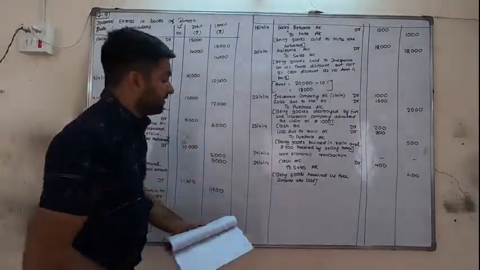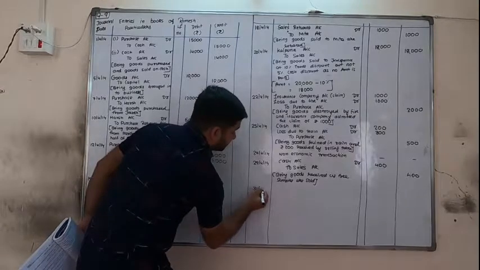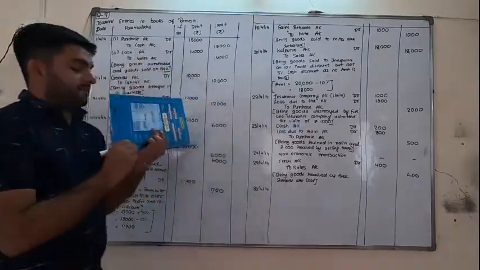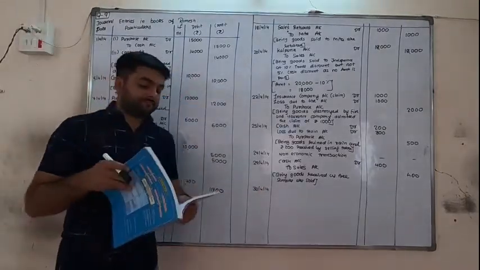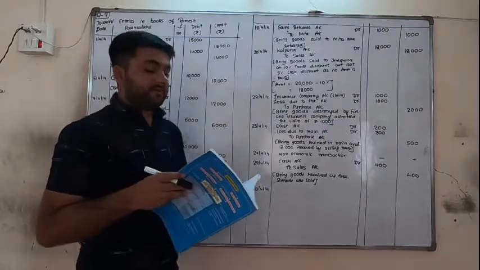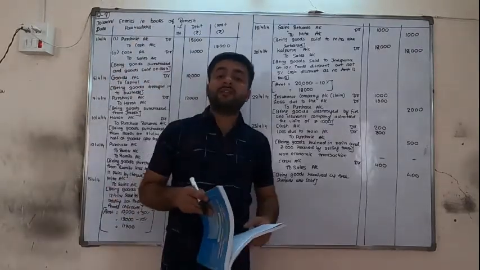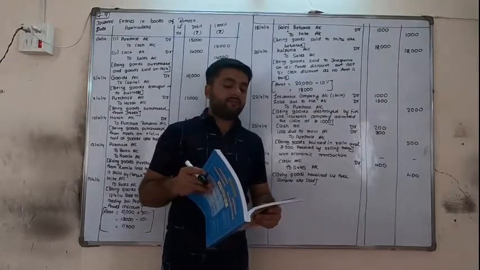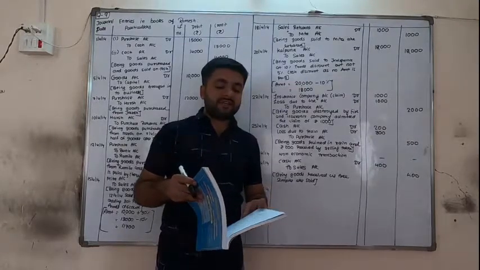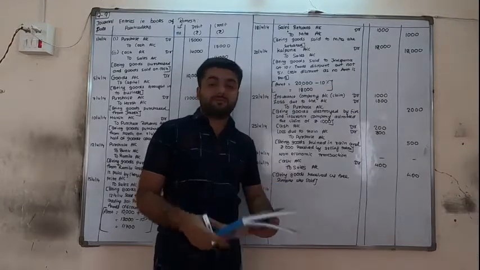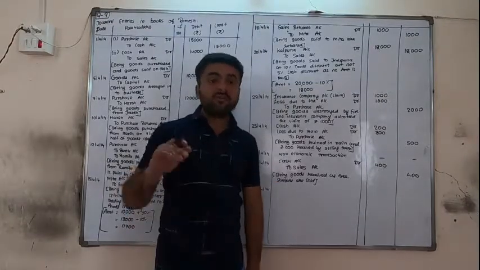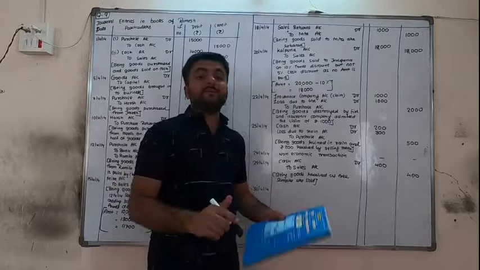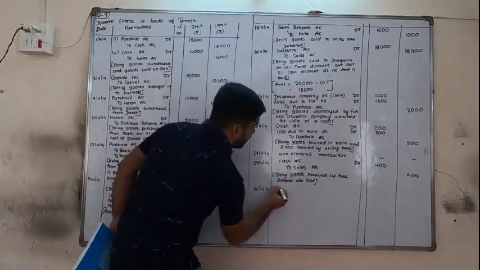And the last is transaction 34, 40. Last transaction. Now as I said, goods are going out for exchanging an asset. A mobile of 1500 is purchased against exchange of goods of 1000. Goods are going off, 1000. Mobile is coming in. So mobile account debit.